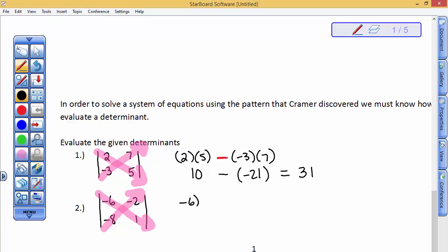Okay, so a negative 6 times 1 is the upper left to lower right. Then you are subtracting a negative 8 times a negative 2, which is a positive 16. So we have a negative 6 minus 16, so the value of that determinant is a negative 22. All right, so let's see how Cramer put this all together.